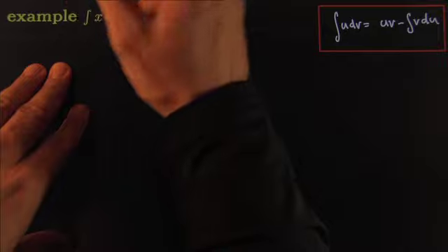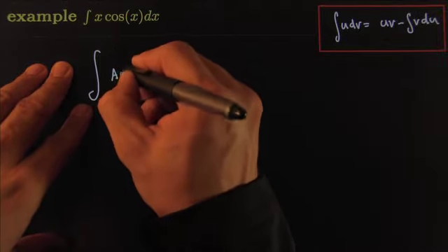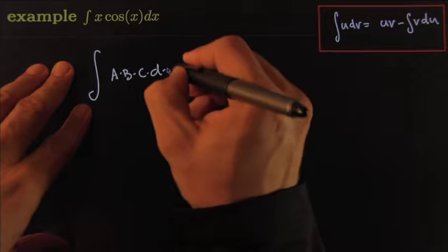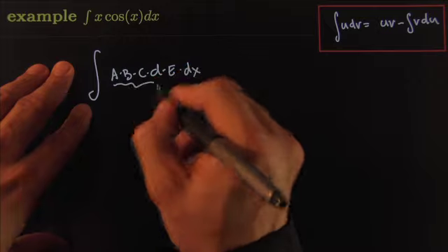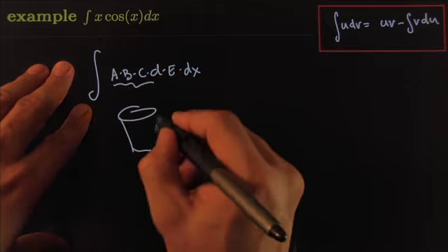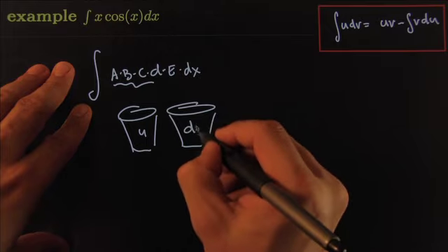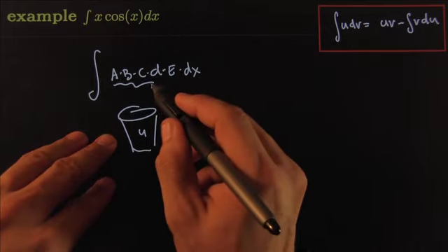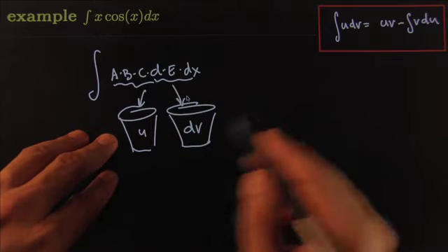Here, I'll give you a little visual. If you have the integral of A times B times C times D times E times whatever dx, some of these items will go into the u bucket and some of the items will go into the dv bucket. Once you put, for example, these items there, the rest of them you have no choice, you've got to put them there.